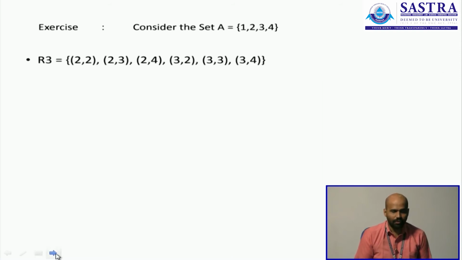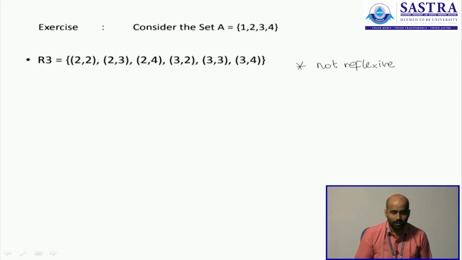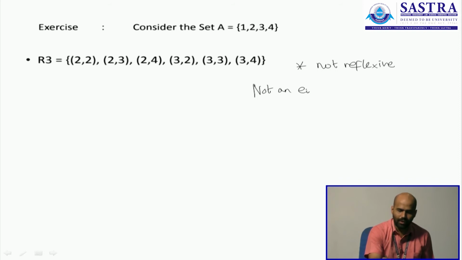Look at this example. You have 2 2, 2 3, 2 4, 3 2, 3 3, 3 4. It's outright not reflexive because you don't have 2 2 as part of the relation. You don't have 4 4 part of the relation. Therefore, it's not reflexive, and hence it is disqualified from being an equivalence relation. This is also not an equivalence relation.